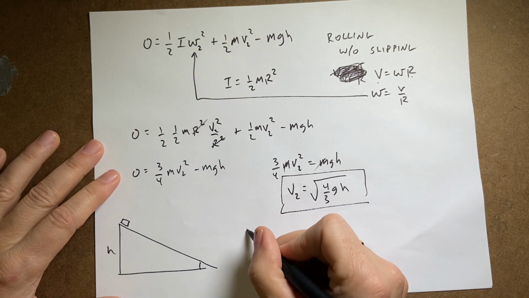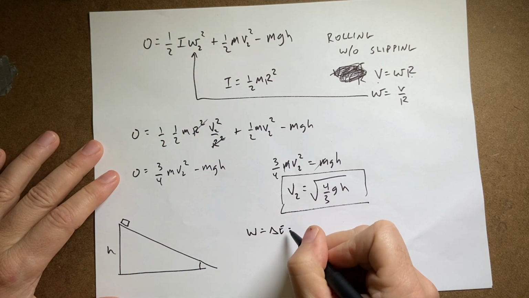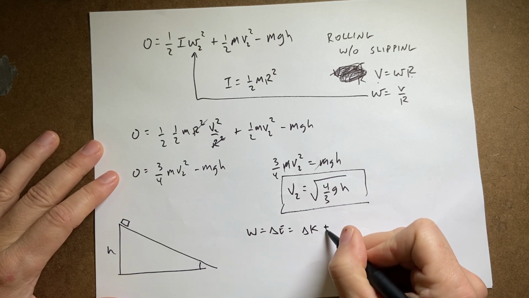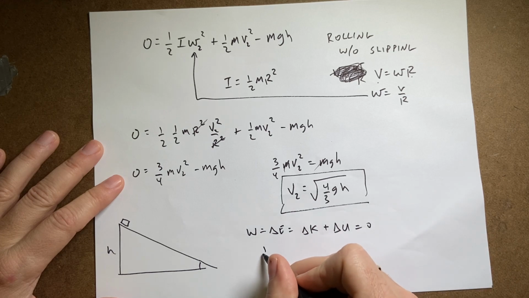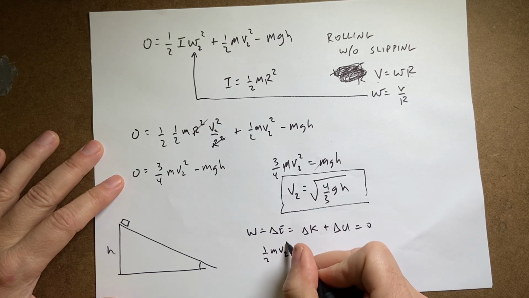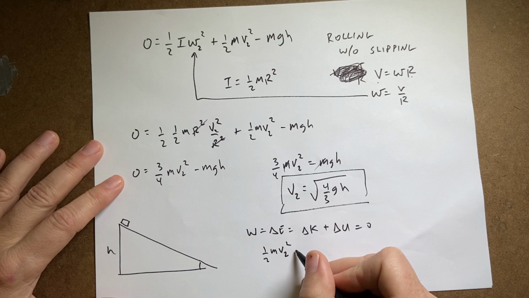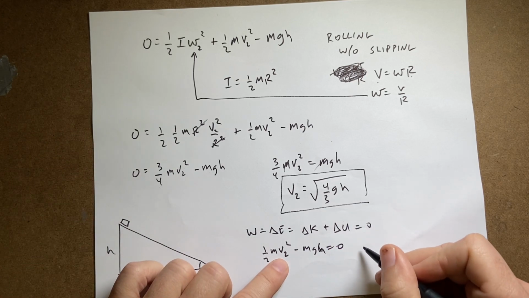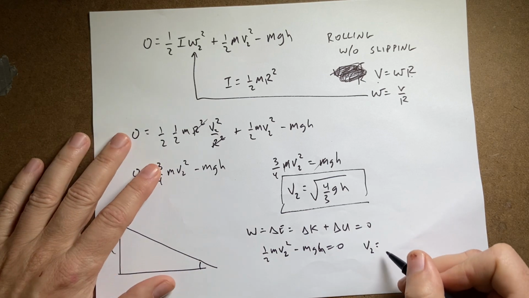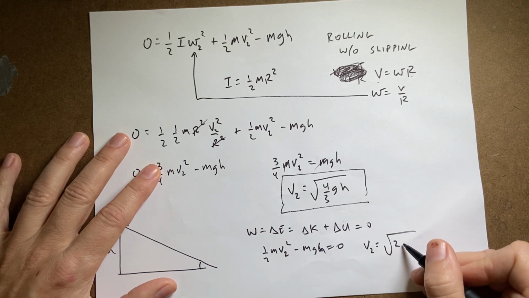So there would be work is a change in energy, is a change in translational kinetic plus change in gravitational potential, and that's equal to 0. So I'd have 1/2 m v2 squared minus initial minus mgh equals 0. And if I solve that for V2, I get V2 equals the square root of 2gh.